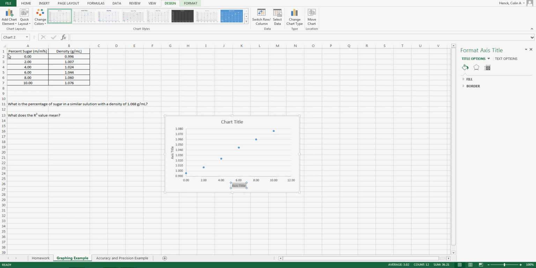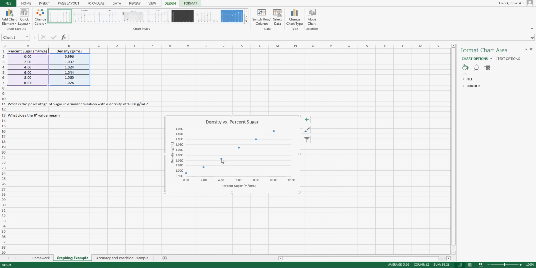So on my x-axis I have percent sugar, which is a mass percent, m over m percent, and I have a density, and that's in grams per milliliter. So I don't only want to put the title, but I also want to put the units. And then here, usually you put it as y values, in this case density, versus percent sugar. So it's y values versus x values. So now I have a labeled graph.